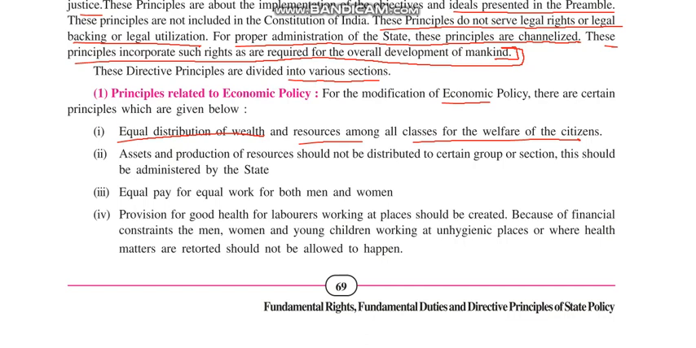Second, assets, meaning property, and production of resources should not be distributed to certain groups or sections. This should be administered by the state. See, this is again important. This can be a subdivision of it. Assets and the production of resources should not be limited to a certain group, but should be provided to all the people living in that particular state, and it is the responsibility of the state to look after that.